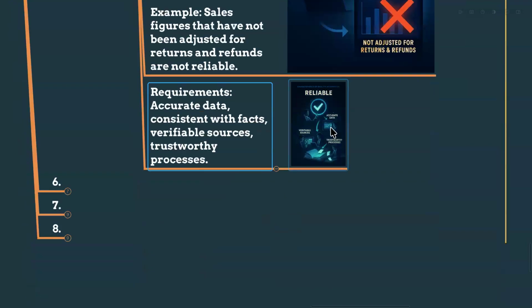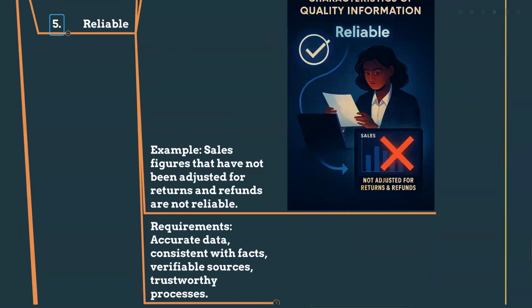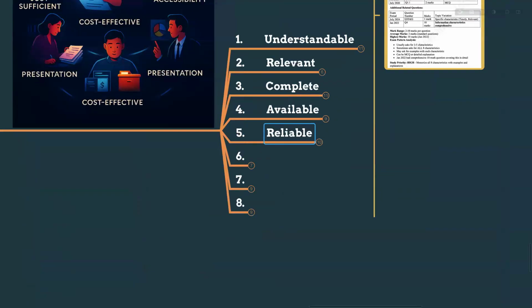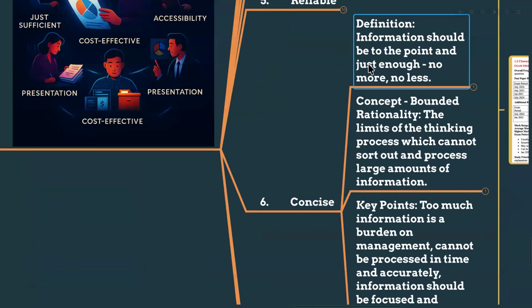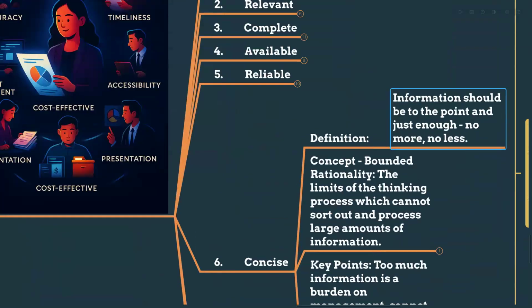And the requirements for reliability are something like this. You must have accurate data, consistent with the facts, and verifiable with the sources you have collected, and the process must be very trustworthy to get that information, right? So that is one of the characteristics of good information. As well as the next characteristic, concise.